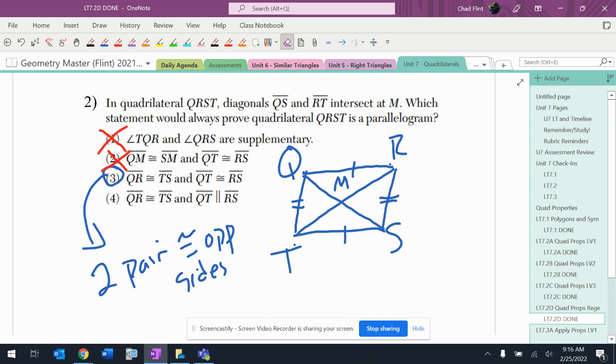So let's see if we can get this last one here. So QR and TS are the ones that I have marked. And then QT, which is this one, parallel to RS. So that's one pair of sides parallel and one pair of sides congruent, which seems like it might be right, but it has to be the same set of sides that's parallel and congruent. One pair that's parallel and congruent. All right, so the one thing here that fits the rules is number 3.